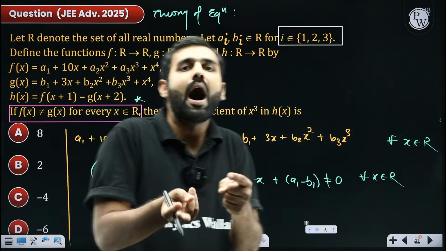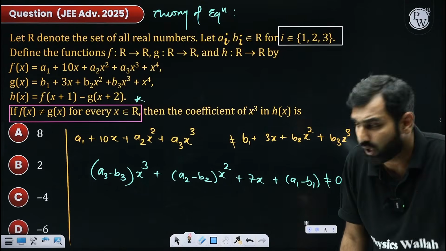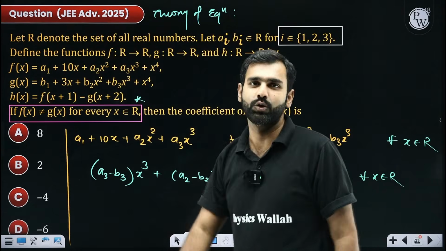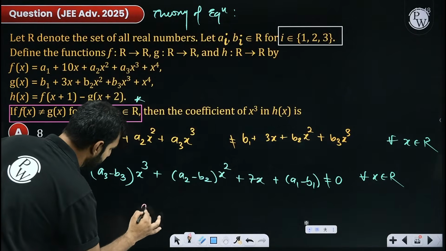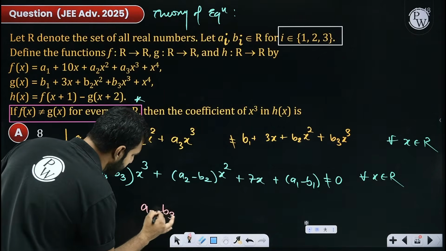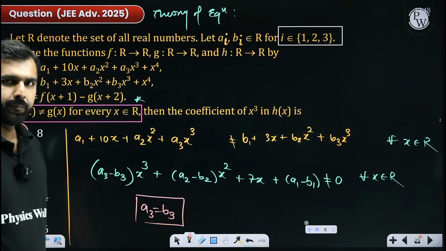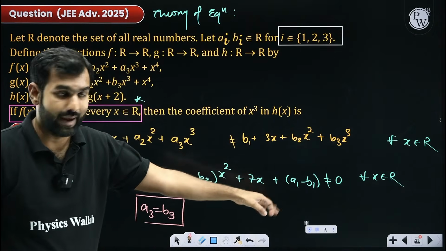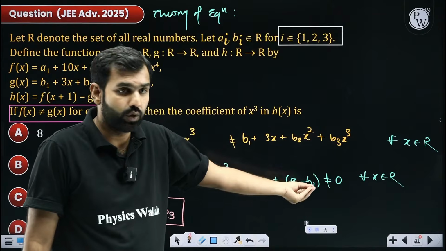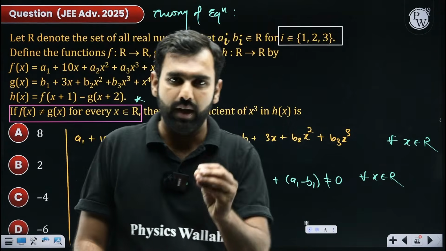Now, how can I ensure that this is not a cubic? By simply ensuring that the coefficient of x cube becomes 0. If the coefficient of x cube becomes 0, that means a3 minus b3 becomes 0, which means a3 becomes b3. Through which I have ensured it is a quadratic now, and a quadratic cannot be 0 for any real values of x if its discriminant is negative. I hope you got this.